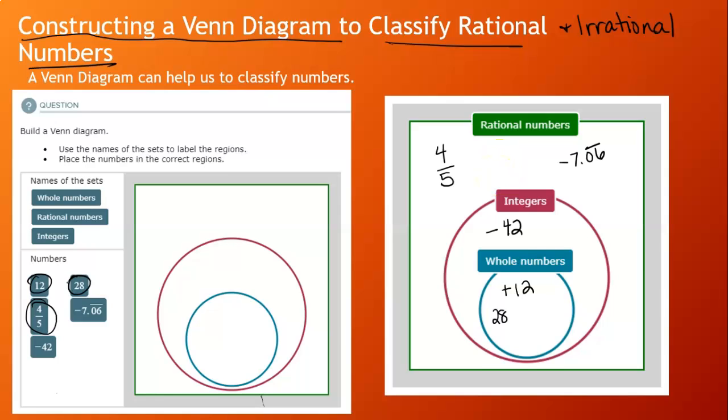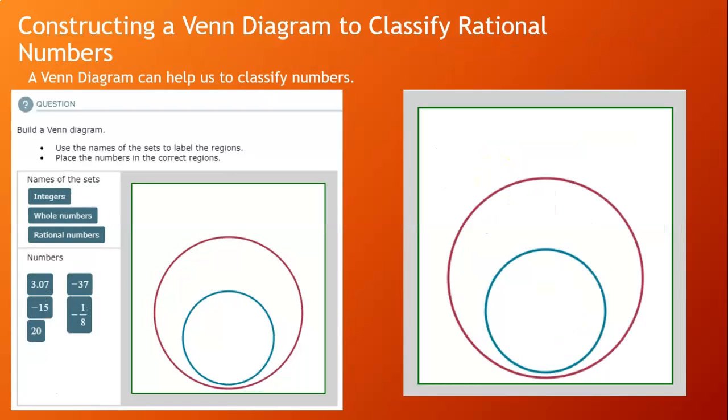Let's try another one. So we've got our Venn diagram here. This time I want you to draw this and let's see if you can label it on your own. So draw a big rectangle and then a circle and a smaller circle on the inside. And let's start just by labeling with these three words. Go ahead and pause the video and see if you can do that now.